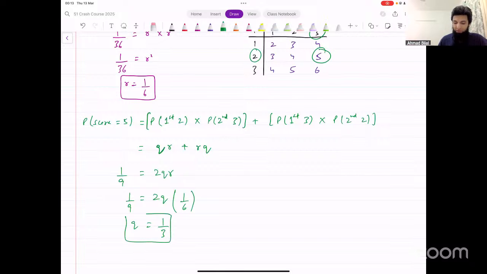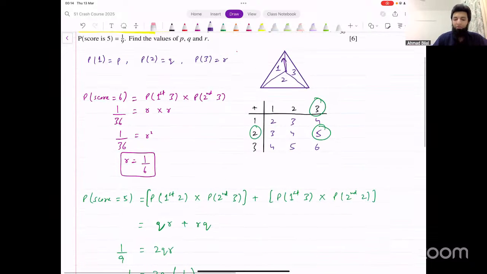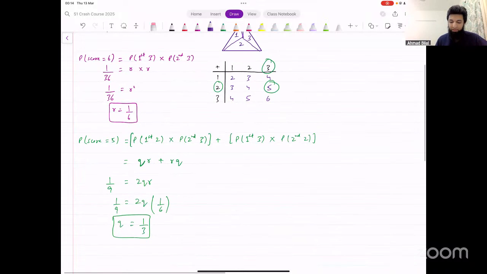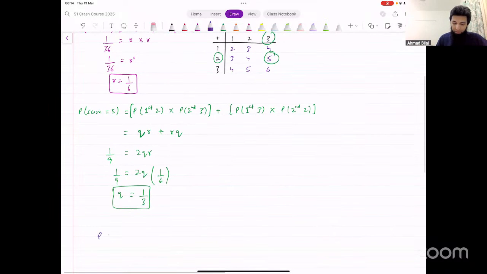The value of Q is 1/3. All right. Now, once we have the values of R and Q, the third possible outcome is 1 that has a probability of P. All of these probabilities should add up to 1, right? So we can say P plus Q plus R should equal 1. And that's going to give us the value of P as well.